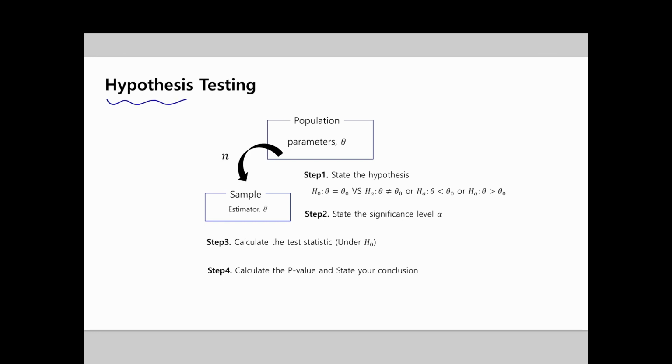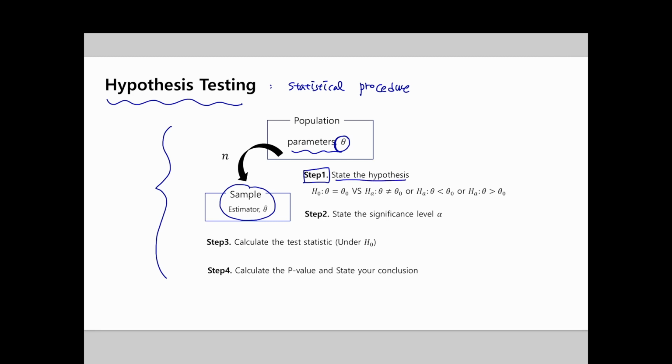Hypothesis testing is a statistical procedure used to make inference or decision about population parameter theta we are interested in, based on our sample data. The procedure is as follows. Step 1 is the process of formulating hypothesis.